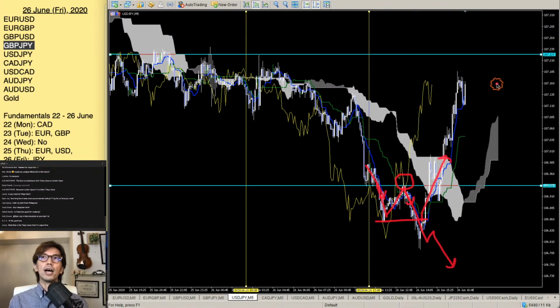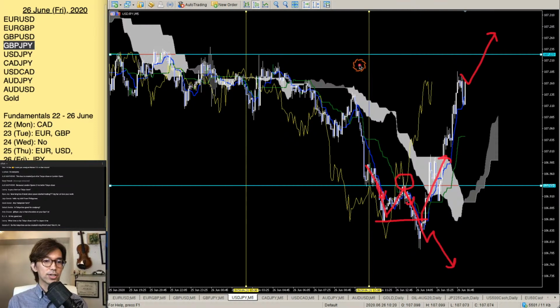So in this case, even if the price breaks the recent high upwards in this Asian session, you don't want to take trades.